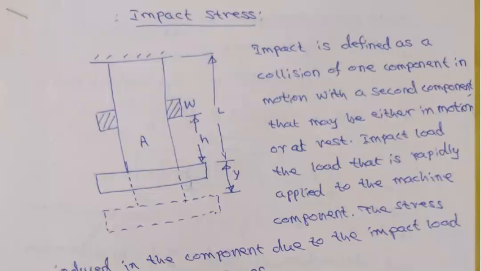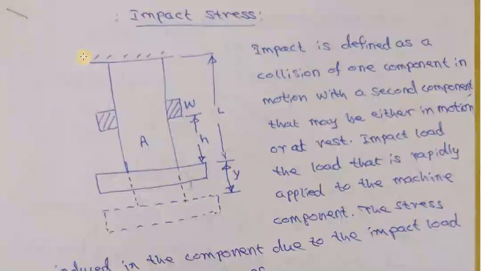The general word impact you have already understood, saying that there is a collision of one component with respect to another component. Both may be in motion, or one is in motion and another is stationary. Impact load is a load that is rapidly applied in the case of machine components. The stresses produced due to this impact load are called the impact stress.